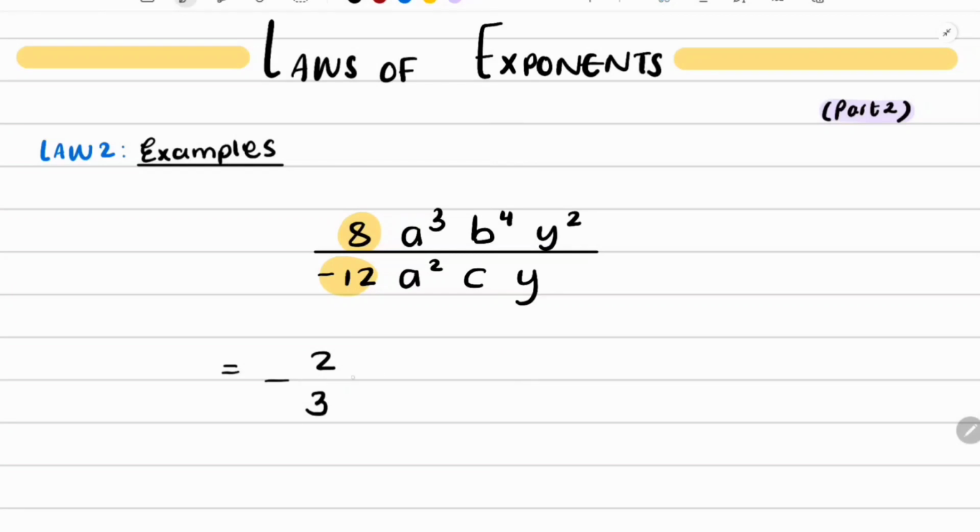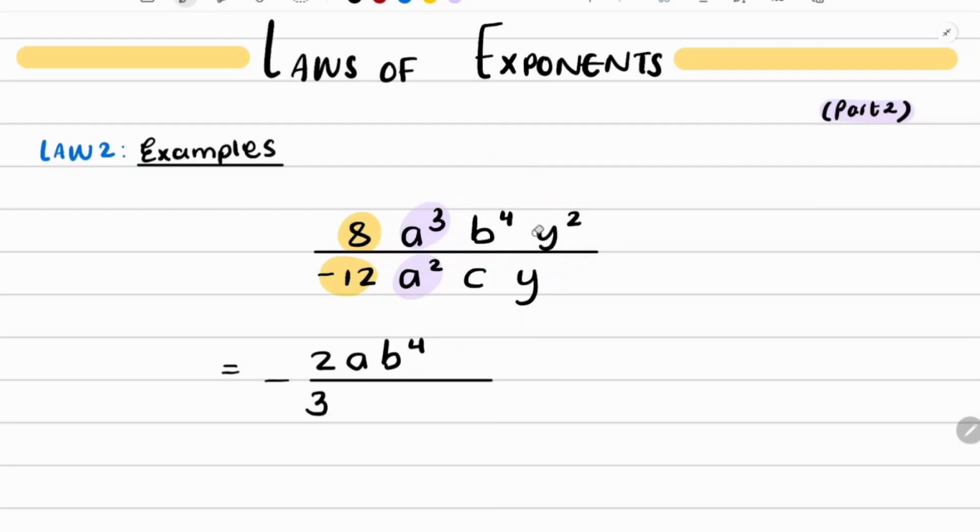Okay, and then we have, so let's extend that. Then we still have our variables. So we have the a to the power of 3 divided by the a squared, which is just going to give you a to the power of 1. You don't have to write that. And then we have a b to the power of 4, which is not dividing by any b on the denominator. So that stays b to the power of 4 on the numerator because that's where we found it.